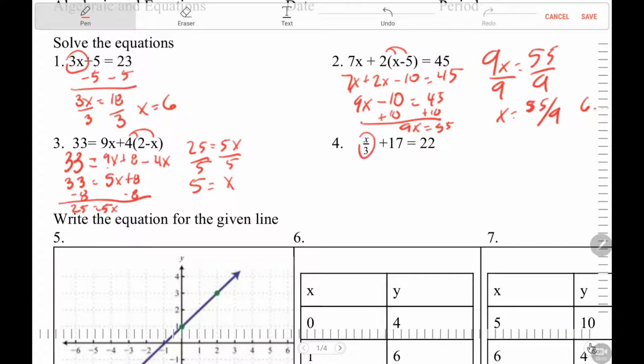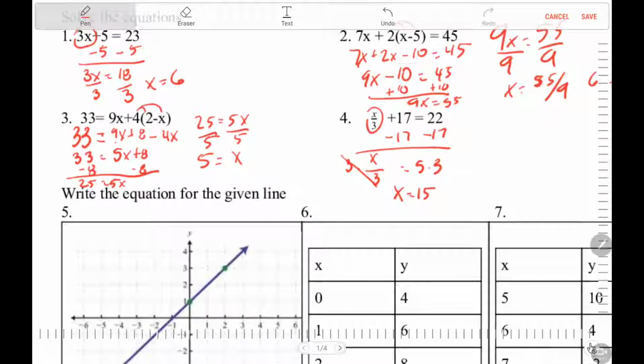Number 4. Remember, leave this part alone. Get rid of everything else first. So let's go ahead and subtract 17. x over 3 equals... 22 minus 17 is 5. Remember, the way we get rid of division is through multiplication. So x equals 15. Okay.